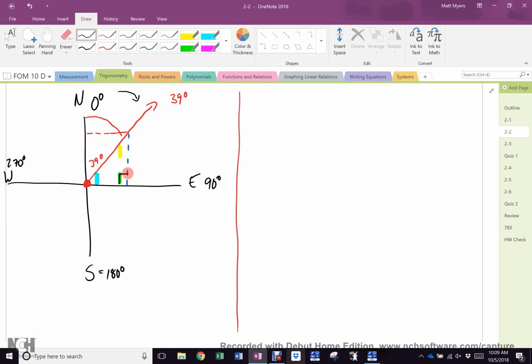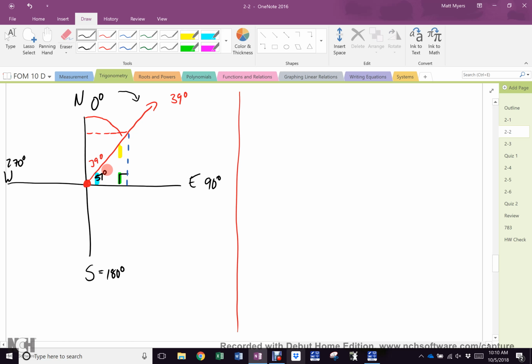90 minus 39. Why? Because all the way to east is 90, but I've used 39 of them there. So what's left over? Go to your calculators. 41? 51. Everybody agree? That is one way you could have done it.